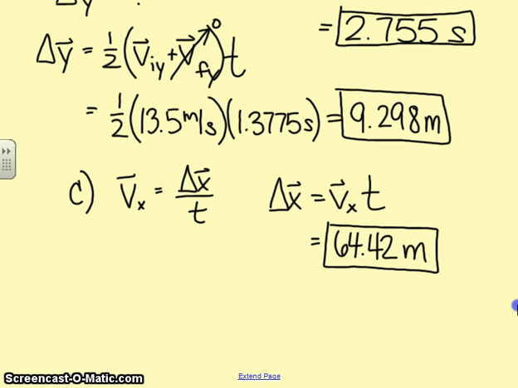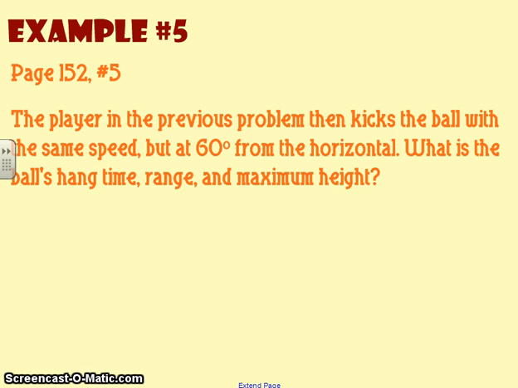Now the next problem that we are going to do is very similar. This problem instead says that the player kicks the ball with the same speed, but at 60 degrees from the horizontal. It wants to know the same 3 quantities: the hang time, the range, and the maximum height. Your task right now is to do this problem. It's just like the previous one, but with some different numbers. I'd like you to complete this problem and show it to me in class tomorrow, so that I know that you've watched this video and understand this problem.